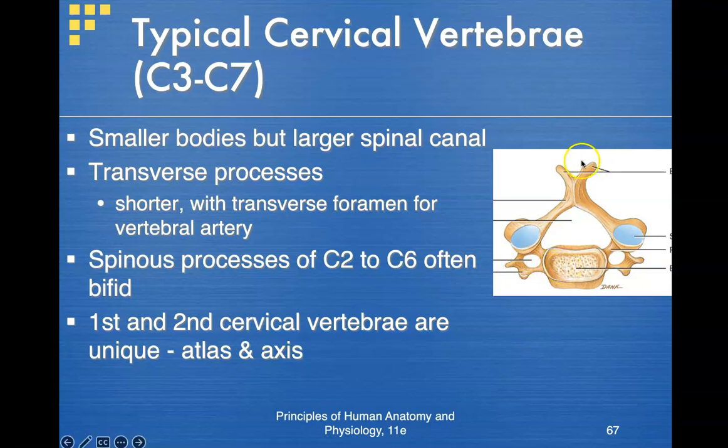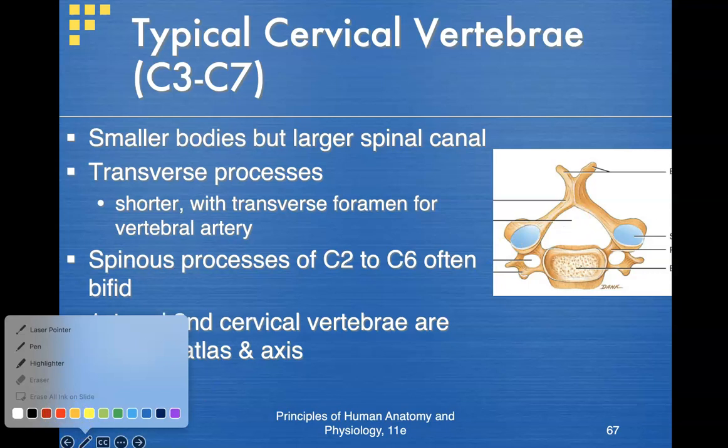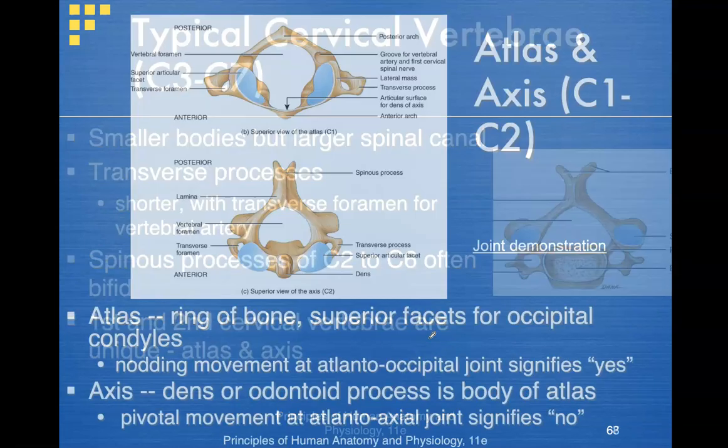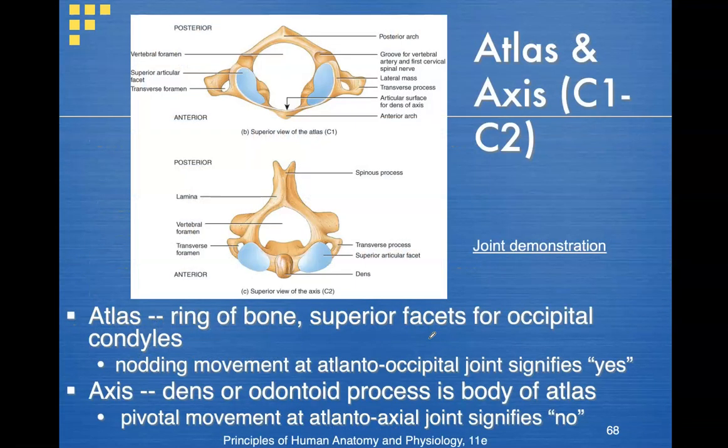And then the spinous process for C2 to C6 is oftentimes what we call bifid. Instead of having just one long spinous process coming out, like you're going to see in your thoracic vertebra, you're going to have this kind of short bifid one. It bifurcates into two parts. And then let's talk about the first and the second vertebra.